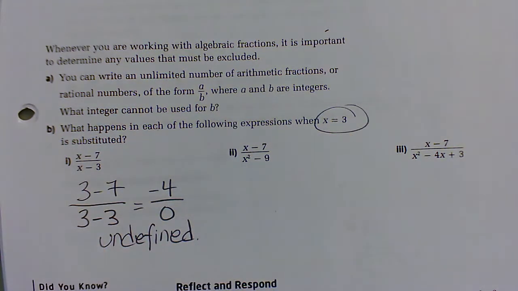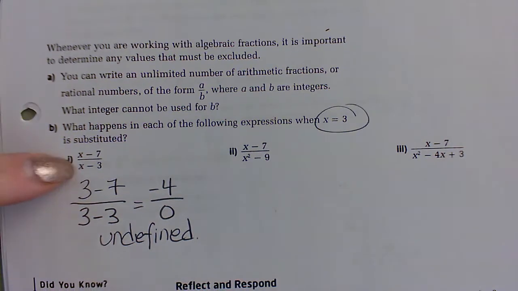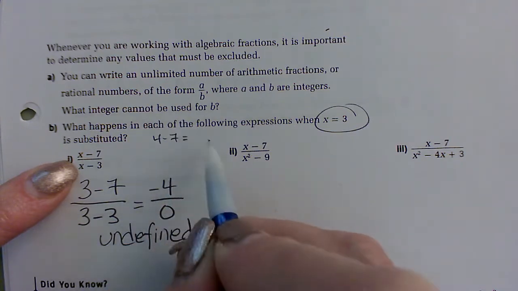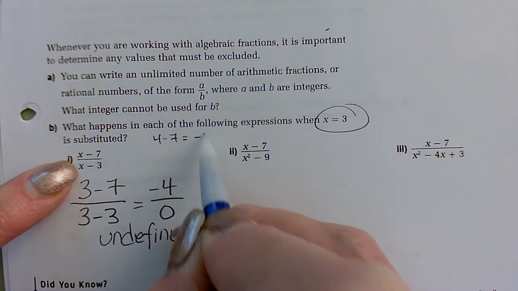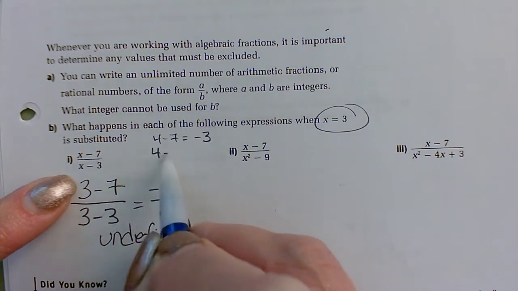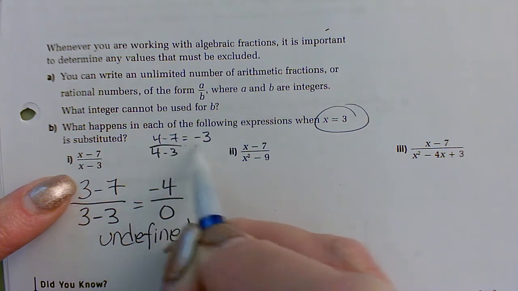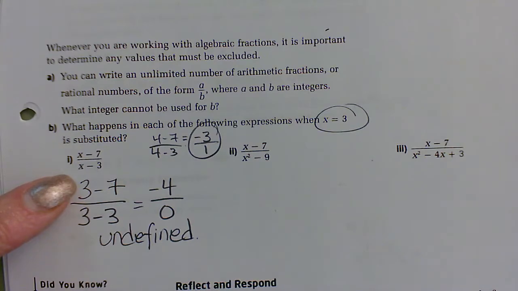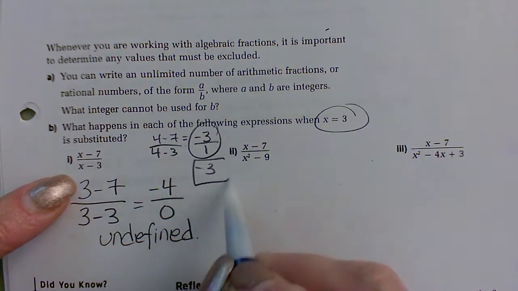I do get an answer if x is anything but 3. Right? I can put 4 in there. 4 minus 7 gives me a negative 3. And 4 minus 3 gives me a 1. All right? I would get a negative 3. My answer would be negative 3.